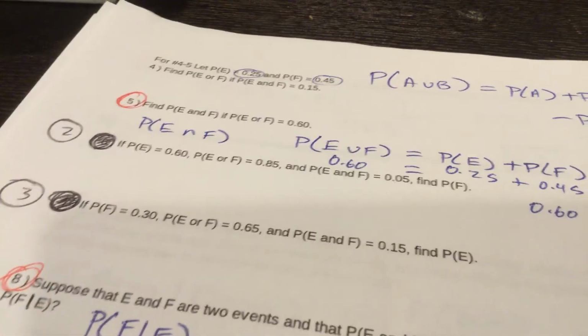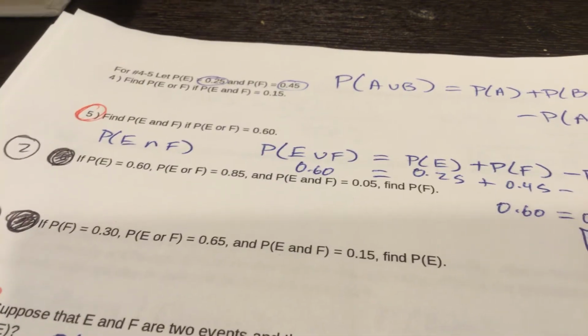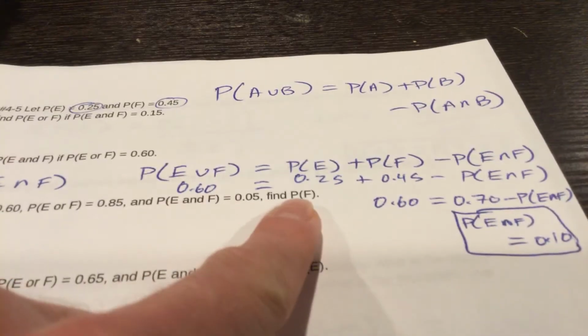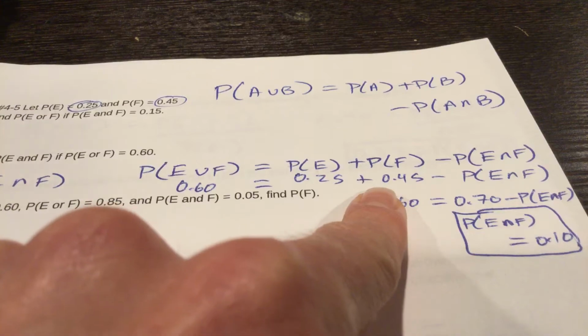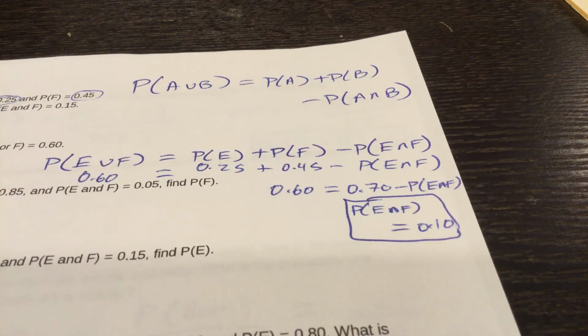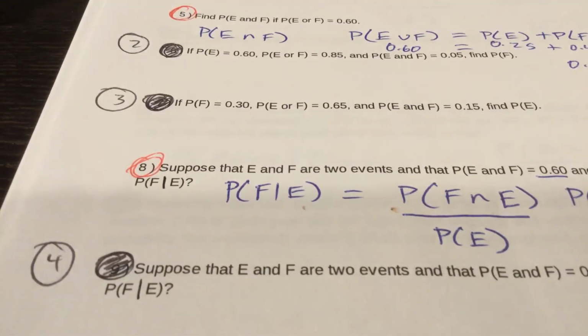So, what do I know? I know the probability of E or F is 0.6. I know the probability of E is 0.25. I know the probability of F is 0.45. I need to know their intersection, so I just do that math. Remember, probabilities are never negative, okay? Probability of E and F, or E intersection F, is 0.10. That's how you do 2 and 3.